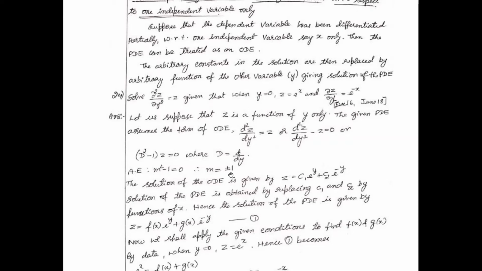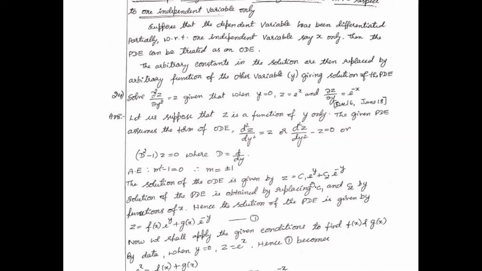So when we have two distinct real roots, the solution is given by c1 e power y plus c2 into e power minus y, because plus 1 is a root, so e power y, then minus 1 is a root, so it will become plus c2 into e power minus y, because here the variable is y. This is a solution of an ordinary differential equation.